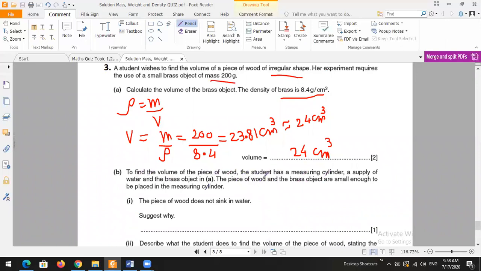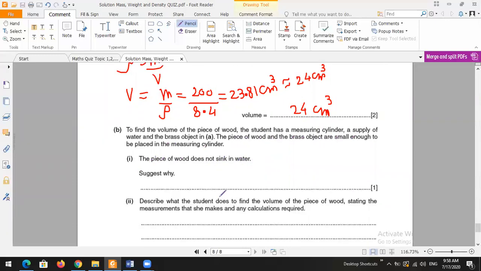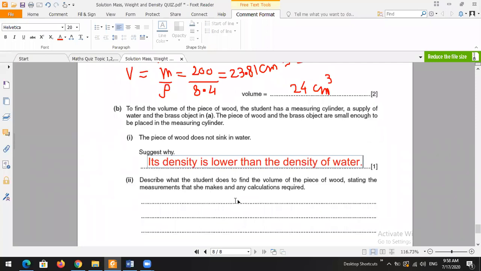The piece of wood and the brass object are small enough to be placed in the measuring cylinder. The piece of wood doesn't sink in water, obviously because its density is lower than the density of water. Describe what the student does to find the volume of the piece of wood, stating the measurements that she makes and any calculations required.